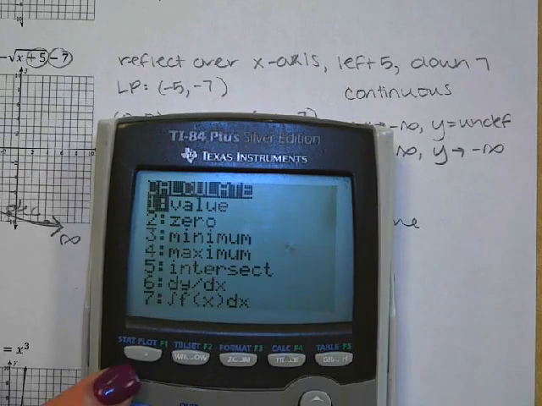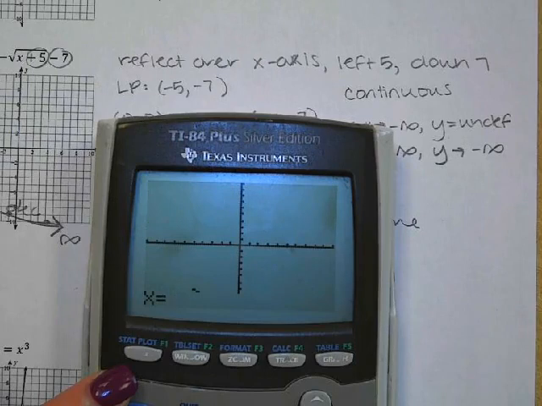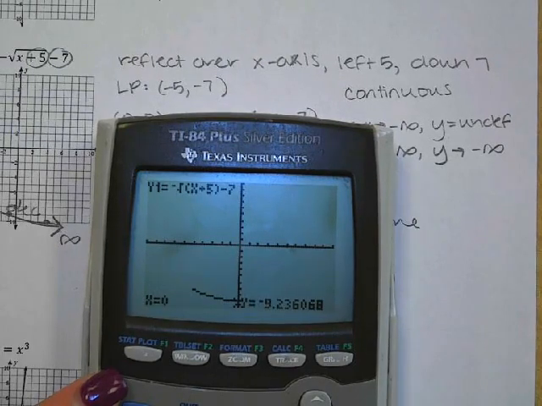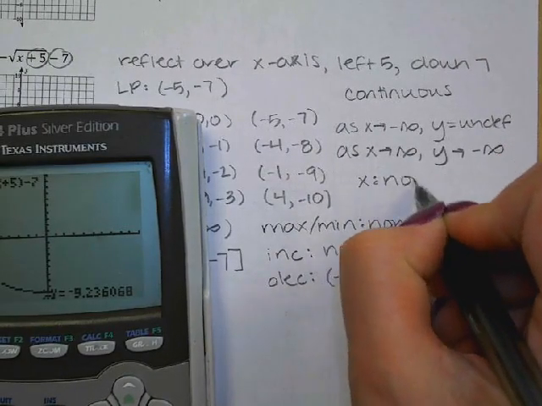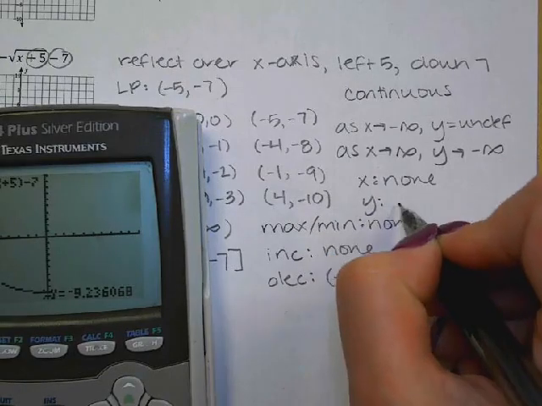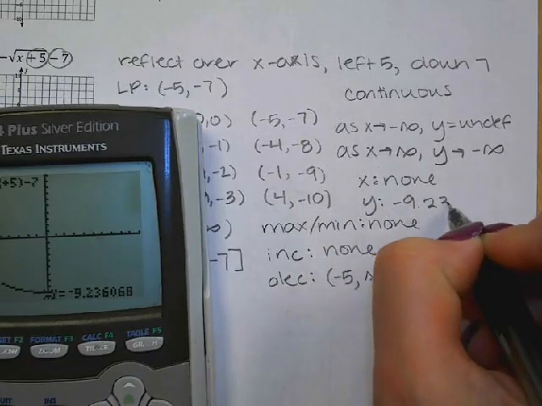But for the y-intercept, we can plug in 0, and we get -9.236. So x-intercept, none. Y-intercept, -9.236.